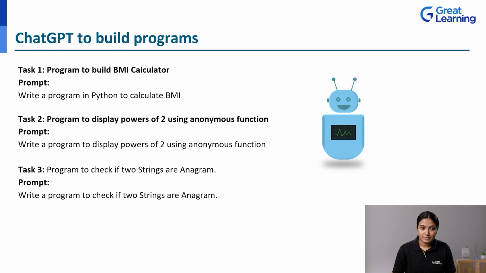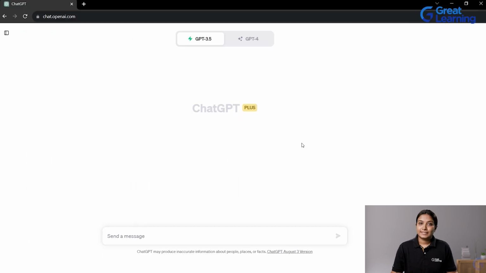As a third task, we will check if 2 strings are anagram, right? So we will find out how ChatGPT will converse with us for the prompts which we give. So let's quickly switch to the ChatGPT interface now. So this is the ChatGPT interface.